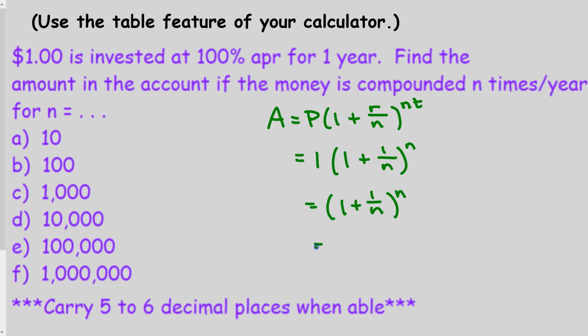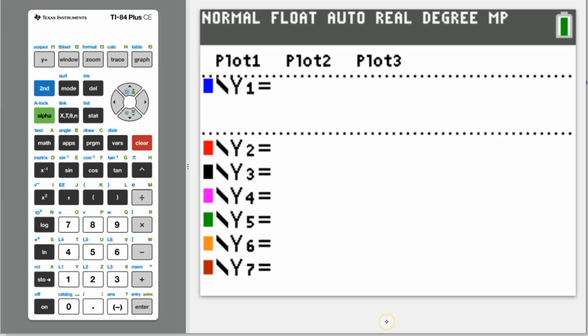And in the calculator, it's going to be 1 plus 1 over x to the x power. So I'm going to put that in my graphing calculator as y equals that as a function. Even though I'm not interested in graphing it, I'm interested in using the table. And in order to use the table, I need to put that into the y equals menu. So then we're going to type it in. So y equals 1 plus 1 over x to the power of x.